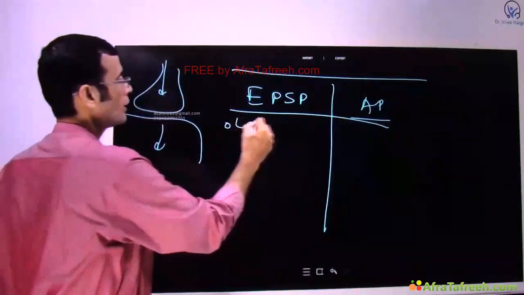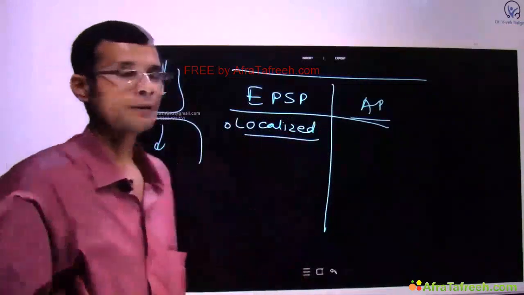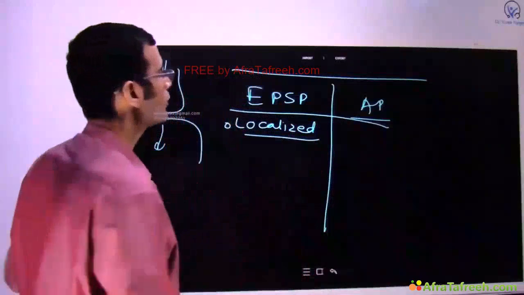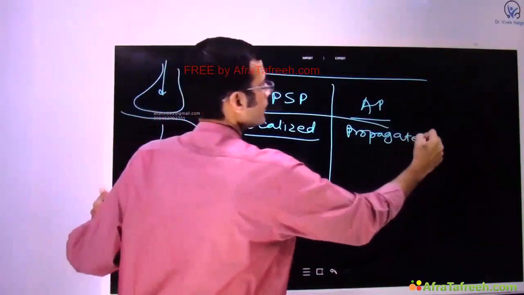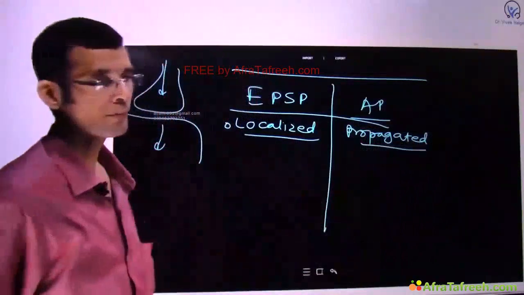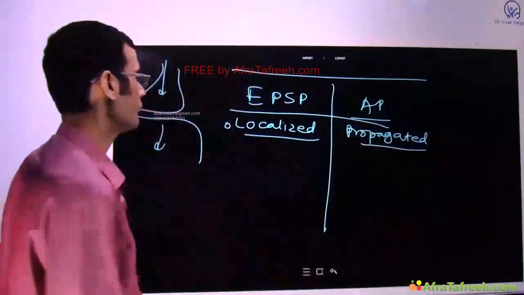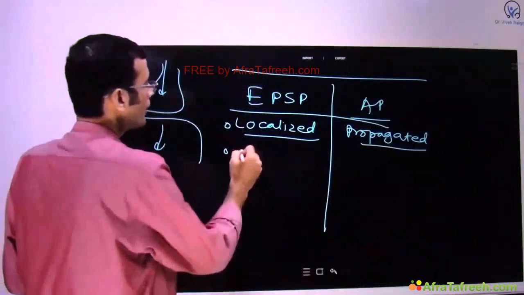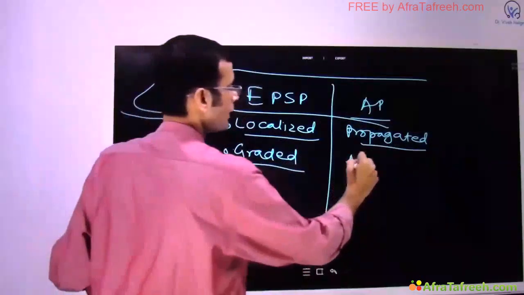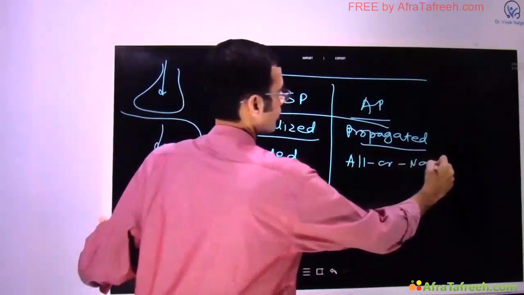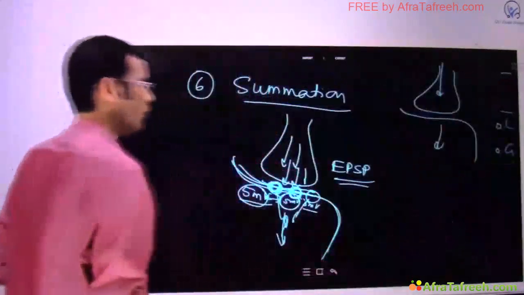EPSP is a localized change, localized depolarization. Action potential is a propagated change. EPSP just happens locally. But when it converts into action potential, then the action potential travels through the nerve. Second, EPSP is a graded change. Action potential obeys the all or none law. EPSP is a graded response.